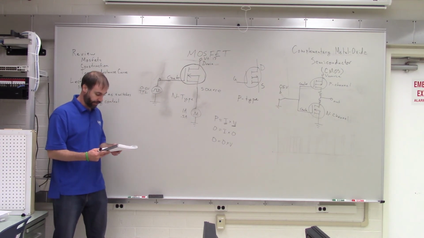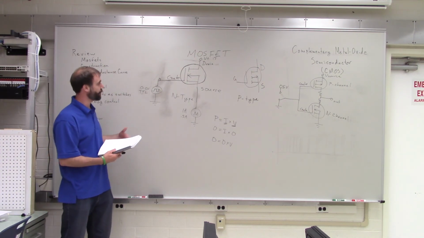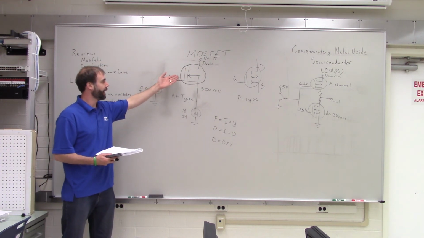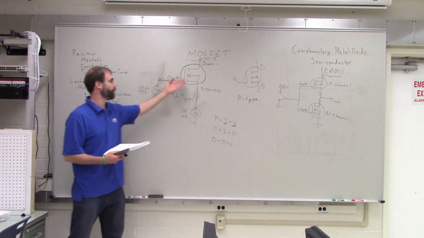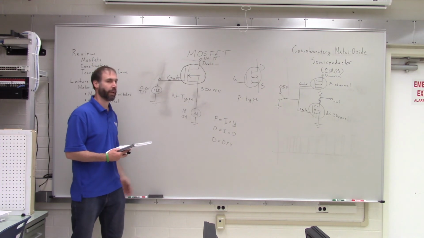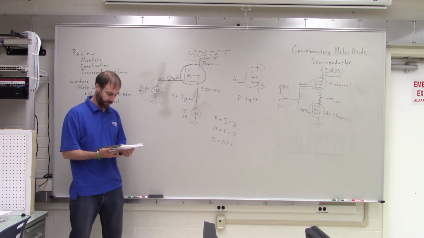The next thing is that you're going to build a circuit very much like the first one, except you're going to use a P-channel MOSFET instead of an N-channel MOSFET. Okay?